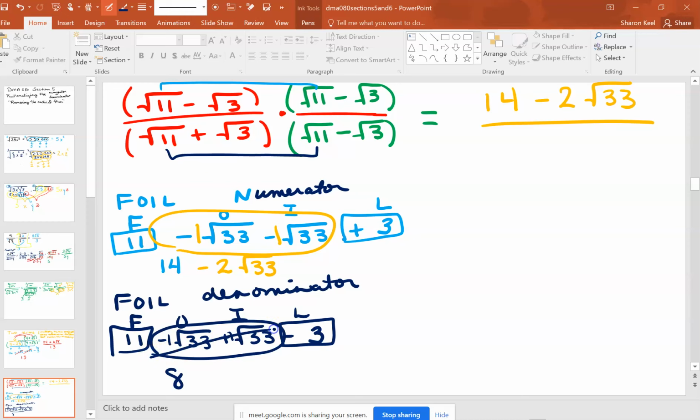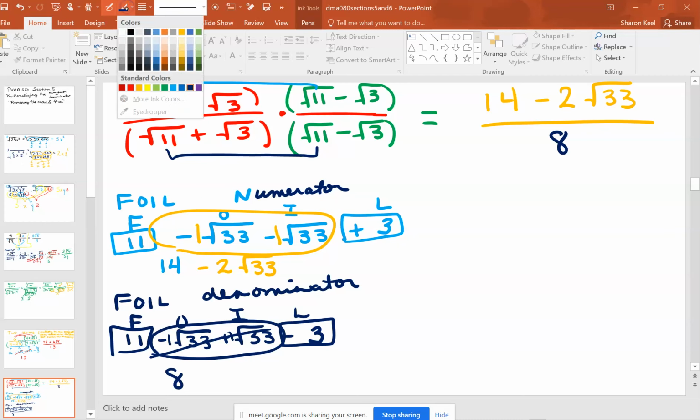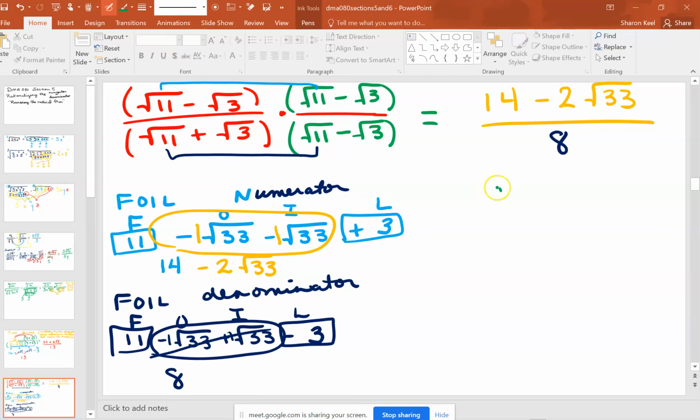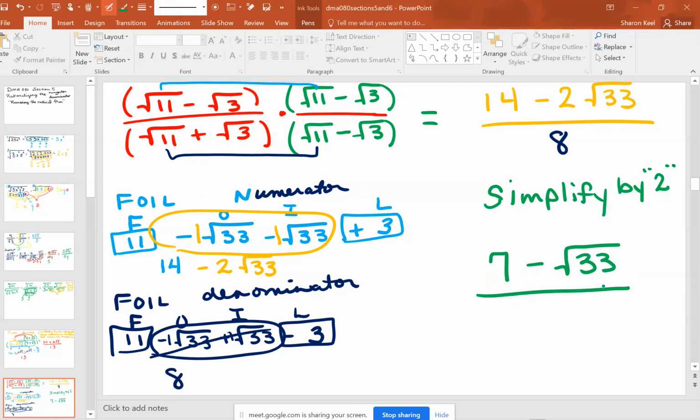I can do one more thing here. I can now simplify. When I simplify, all three numbers have to have a common factor, and they can all be reduced by 2. So I'm going to put simplify by 2. The 14 would become a 7. The 2 would cancel out as a 1, and we would just have square root 33. The denominator of 8 divided by 2 would give us a 4. And then this would be your final solution.